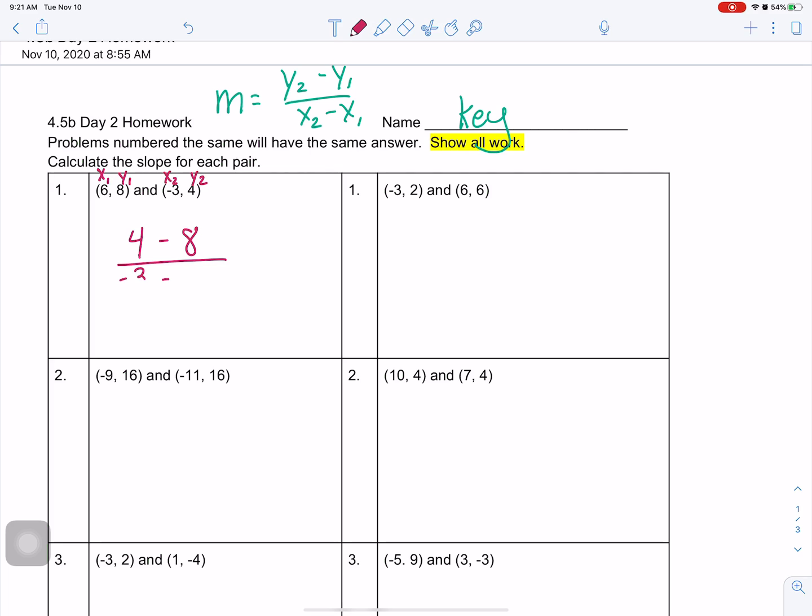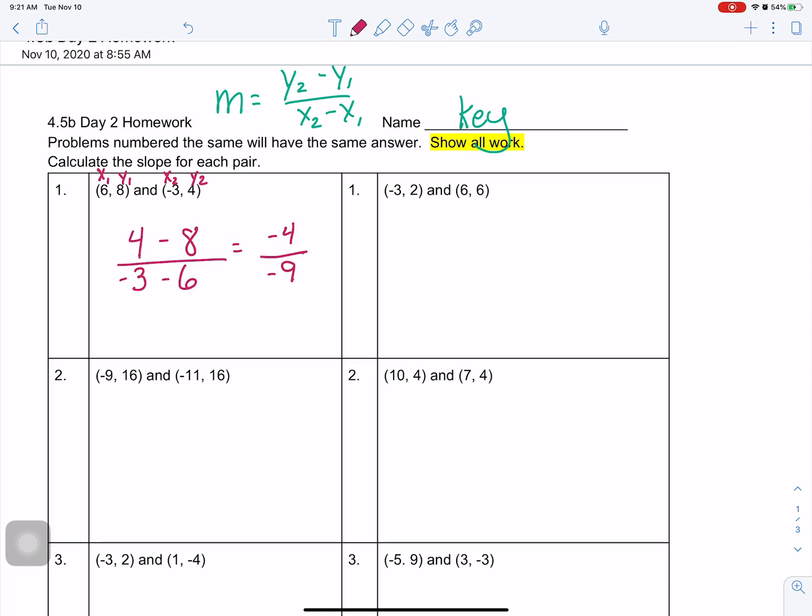So once I have them all labeled, it just becomes a matter of plopping them in the right place, or substituting them in would be the correct math word. And 6. And now I'm just doing the math. 4 minus 8 is negative 4. If you're not sure, put it into a calculator. Negative 3 minus 6 is negative 9.